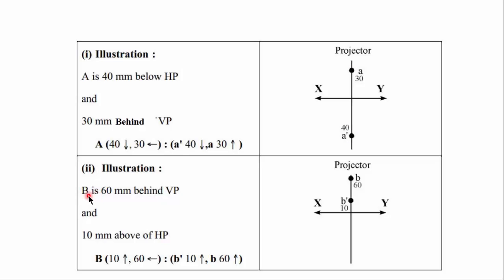Next illustration. Point B is 60 mm behind VP and 10 mm above HP. Remember, first we have to take the details of the distance from HP and hence 10 mm above here, and then 60 mm behind. Against elevation, without any change, 10 mm above, and plan, rotating the arrow in clockwise sense through 90 degree, that is 60 mm above. Here they are shown, elevation of B and plan of B.